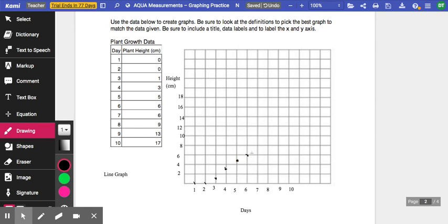Day 7, I was also at 6, so we didn't get much growth between those 2 days. Day 8, I'm going to put a dot at 9. So I'm going to follow my 8 up to in between the 8 and the 10. Day 9, I'm at 13. So I'm going to follow that up and put one here. And day 10, I was at 17. So I'm going all the way up.